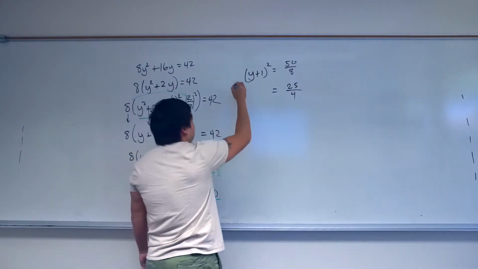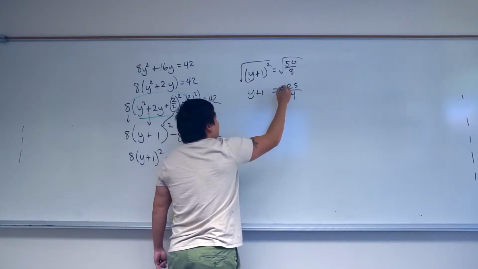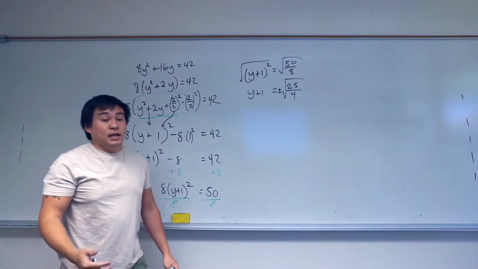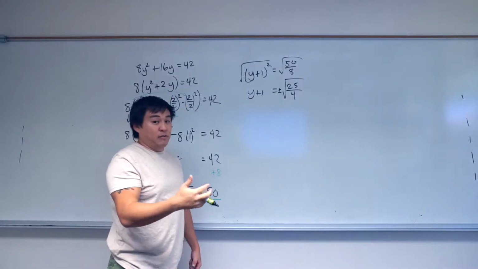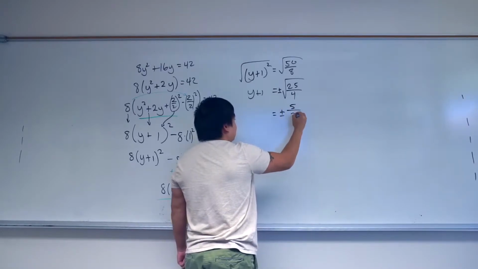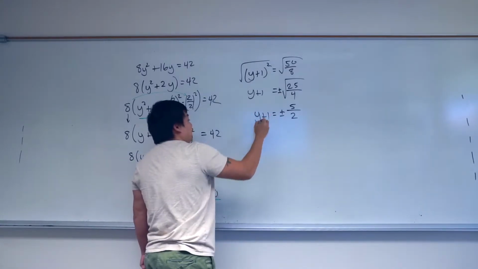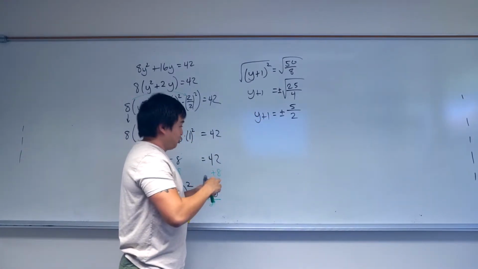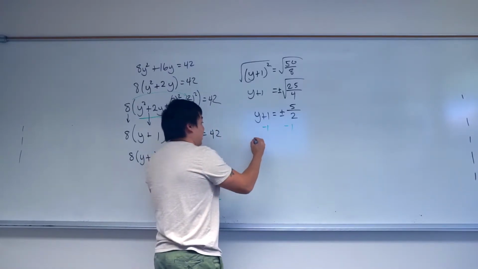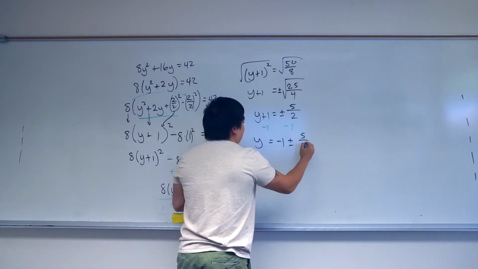Square root both sides. So y plus 1 is equal to plus or minus the square root of 25 over 4. And just like before, the square root of 25 is 5, and the square root of 4 is 2. So we have y plus 1 is equal to that. And lastly, subtract 1 to both sides. So y is equal to negative 1 plus or minus 5 over 2.